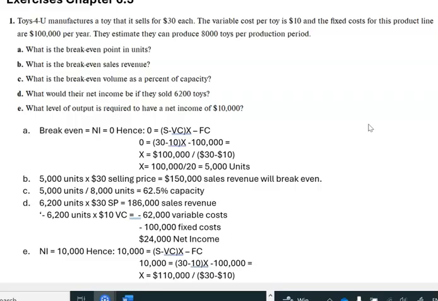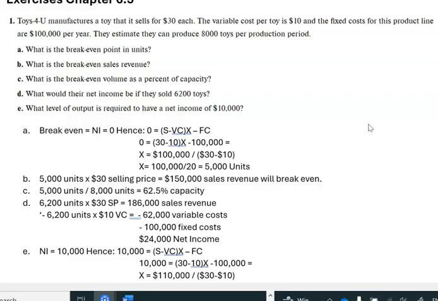C, what is the break-even volume as a percentage of capacity? So we know we produced 5,000. We know we can produce 8,000, and 8,000 represents 100% capacity. So 5,000 units divided by 8,000 units gives us 62.5% of capacity.